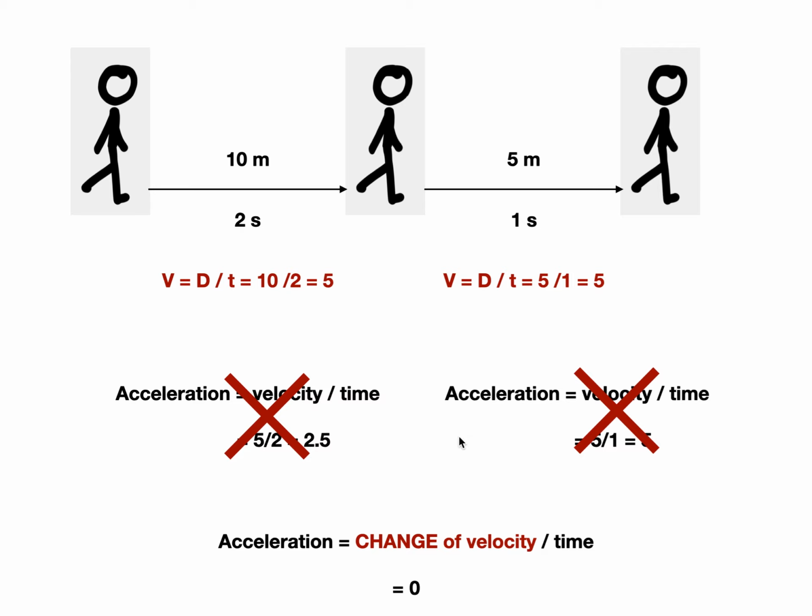So actually acceleration equals change of velocity divided by time. His walking velocity was 5 here, and also 5 here as well. Did he change his velocity? No, he didn't. So there is no change of velocity. So the acceleration was 0.